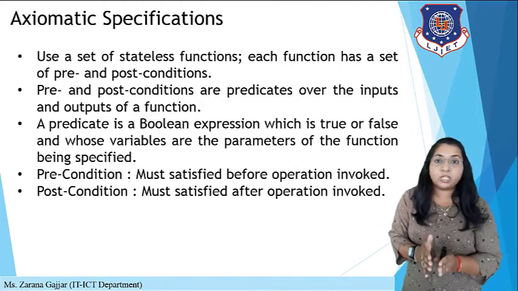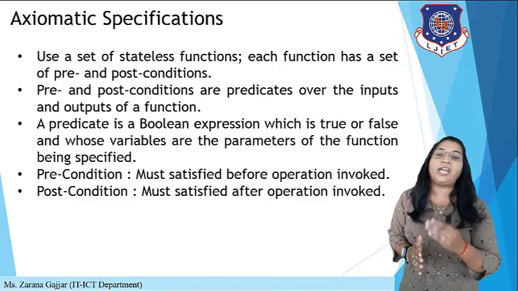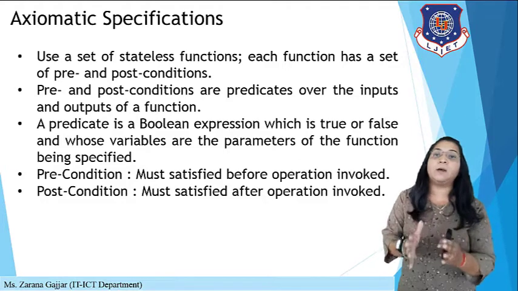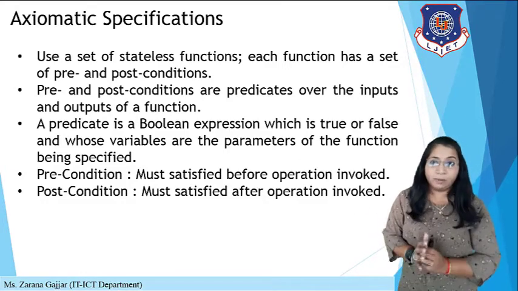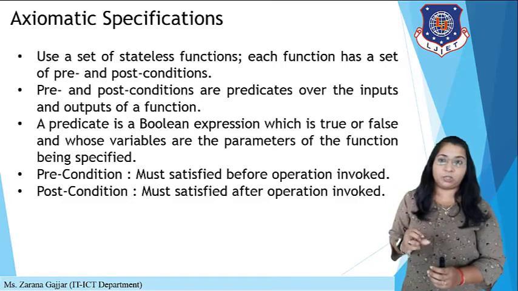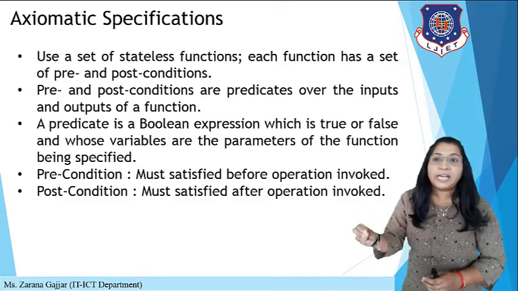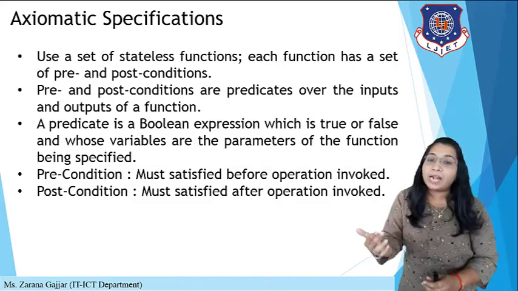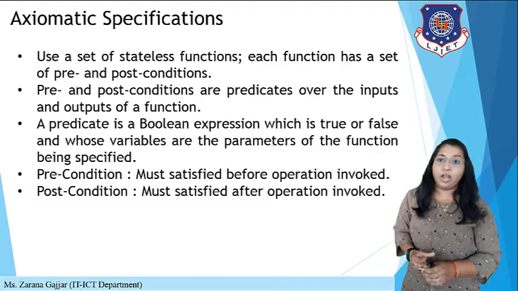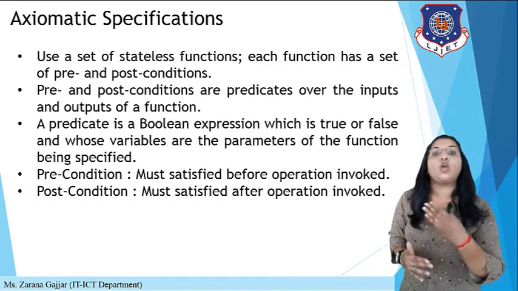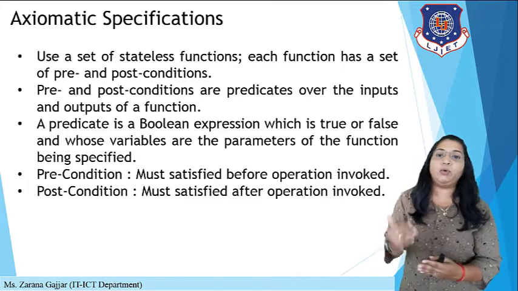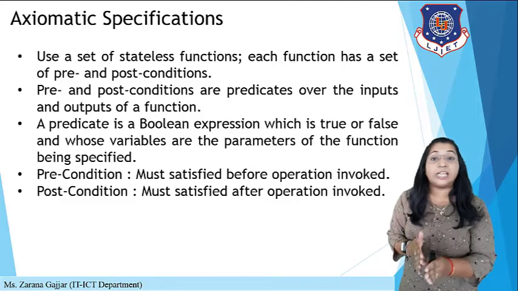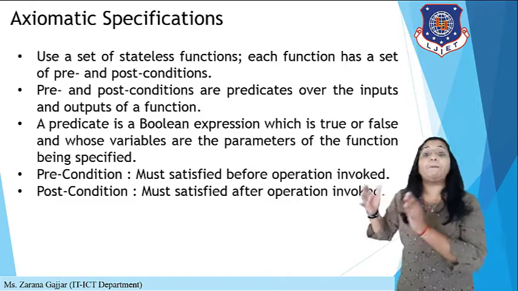Okay, so pre and post conditions are predicates over the input and output of a function. What input is taken and what output is generated is completely based on your pre and post conditions, right? A predicate is a Boolean expression, which is true or false, and whose variables are the parameters of the function being specified. So whether you specify it in a precondition or post condition, it will return either true or false. What is my precondition? It must be satisfied before the operation is invoked.